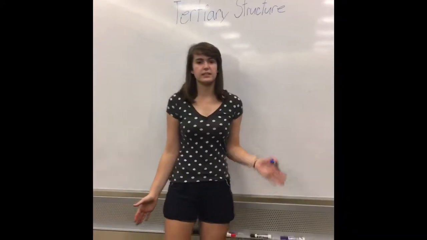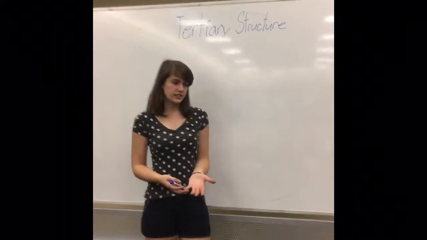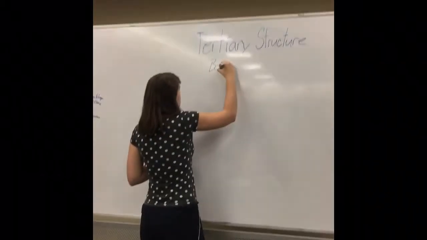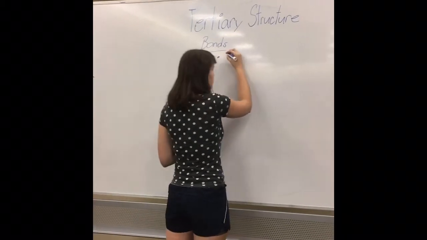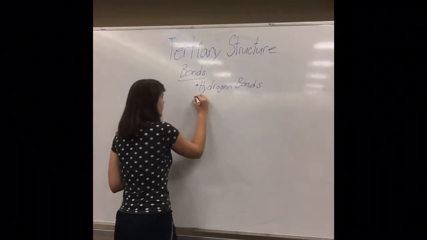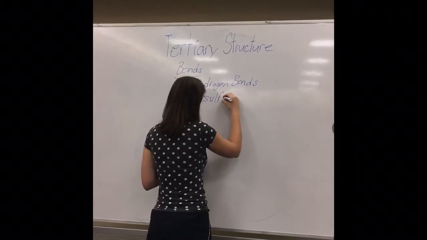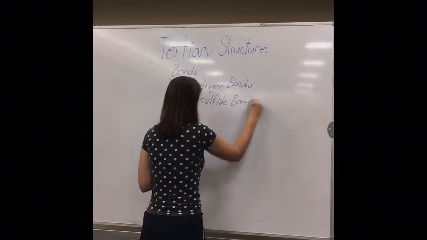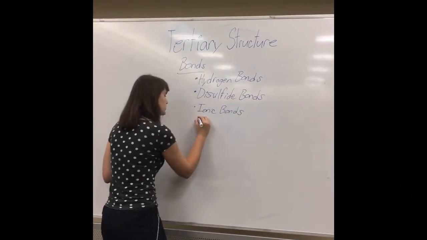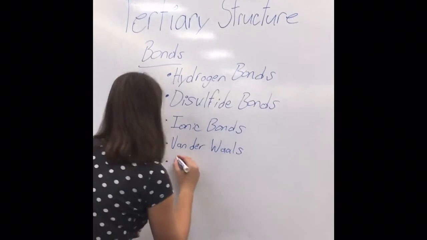So the third one we're going to be talking about today is the tertiary structure, and that refers to a higher order of folding within a polypeptide chain, which is essentially the final 3D structure of a single polypeptide. So the bonds that go with it are hydrogen bonds, disulfide bonds, ionic bonds, van der Waals attraction, and then we also have the hydrophobic bonds.